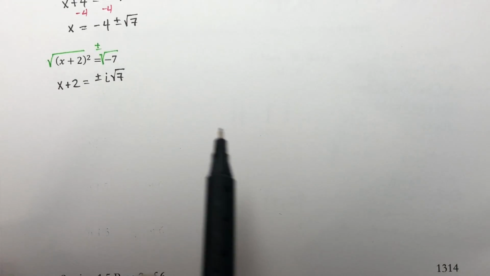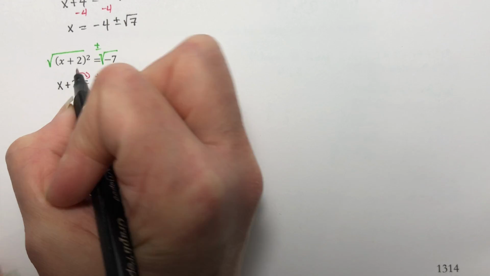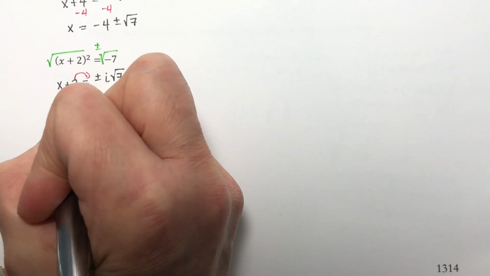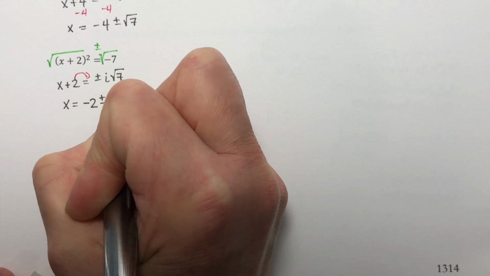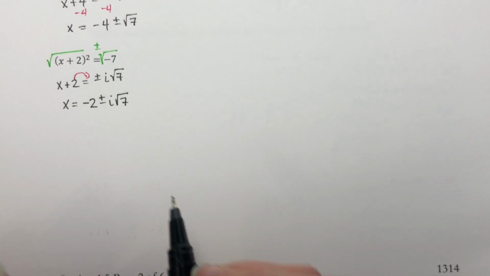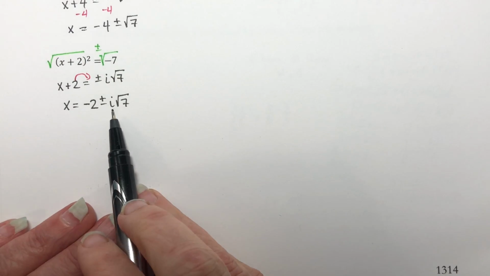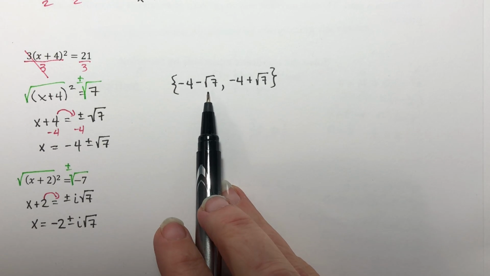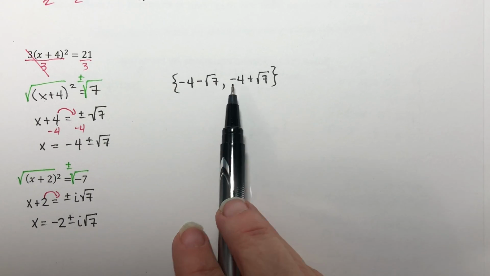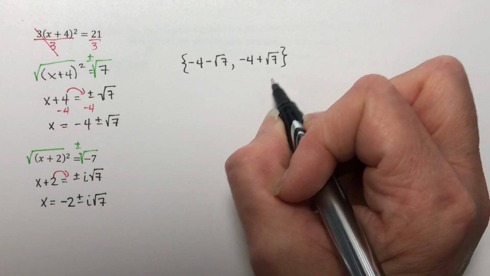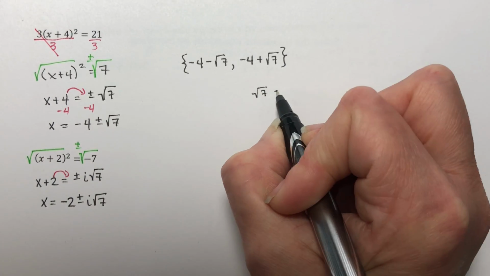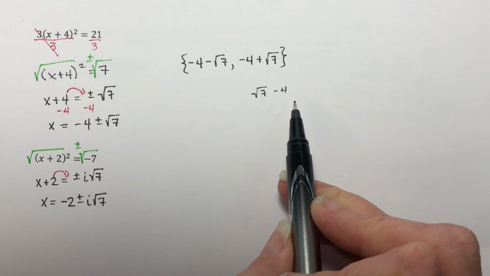Okay, now move the 2 over to here, and we get x is equal to -2 plus or minus i times the square root of 7. This is a complex answer. This was a real answer up here. It would have been okay if you had changed, for example, this one to the square root of 7 minus 4. This is technically the same thing.